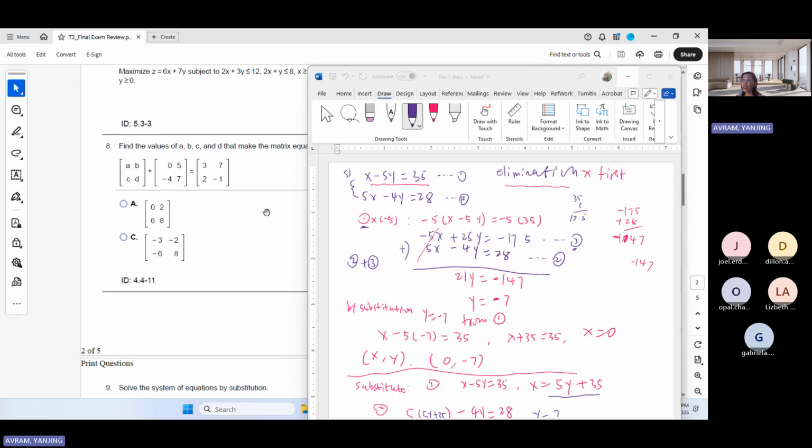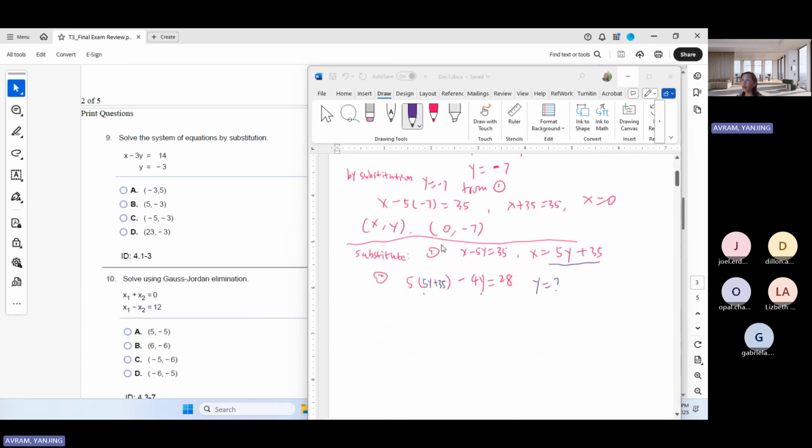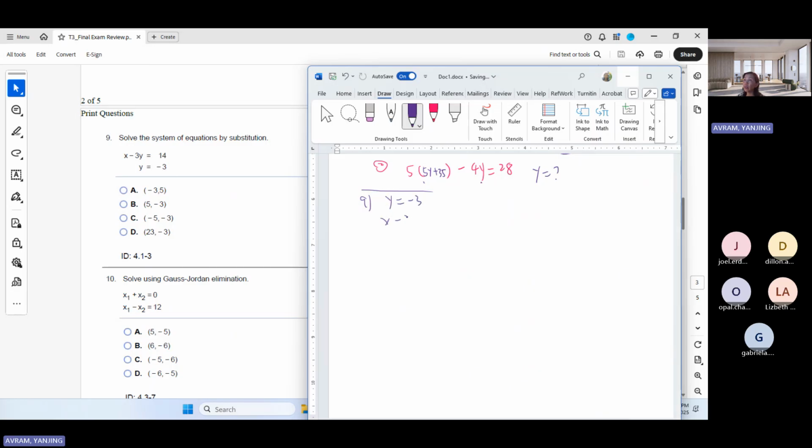Okay, let's see. Do we have one more 4.1? Okay, this one is also 4.1 in here. So solving this one by substitution. So number 9, substitution will be really easy because you have y equal to negative 3, right? And then just go to the first one right here. Go to the first one. x minus 3 times y, which is negative 3, equal to 14. So you have x plus 9 equal to 14. x will be 5, right?